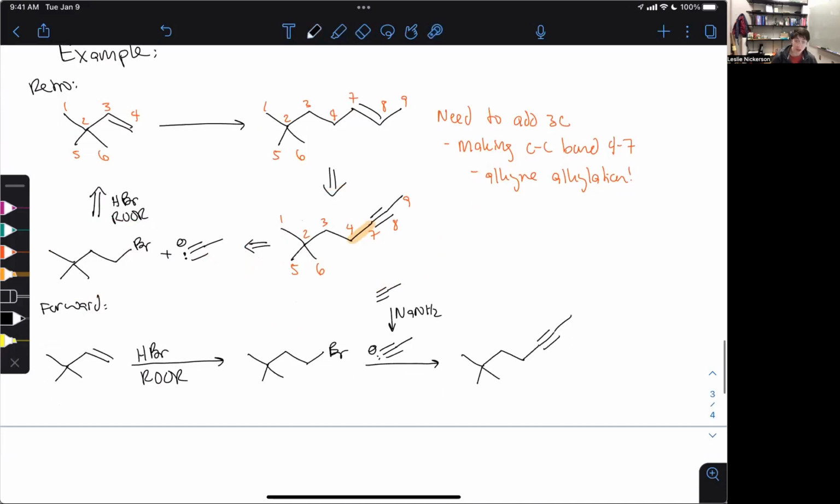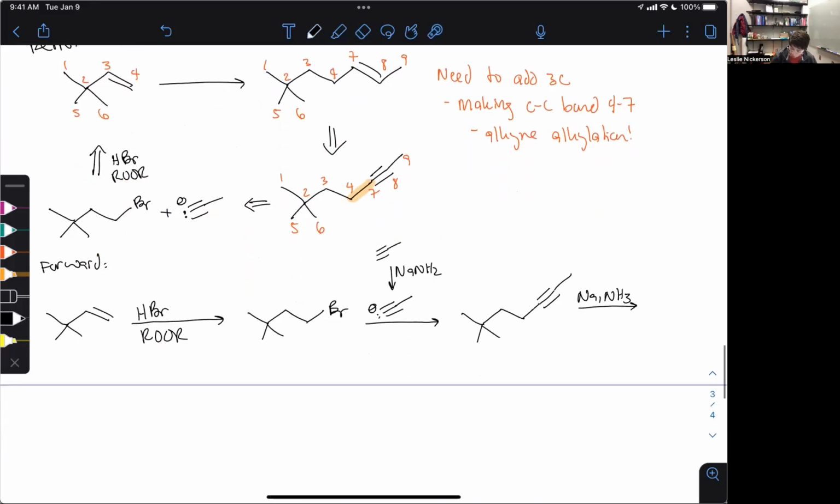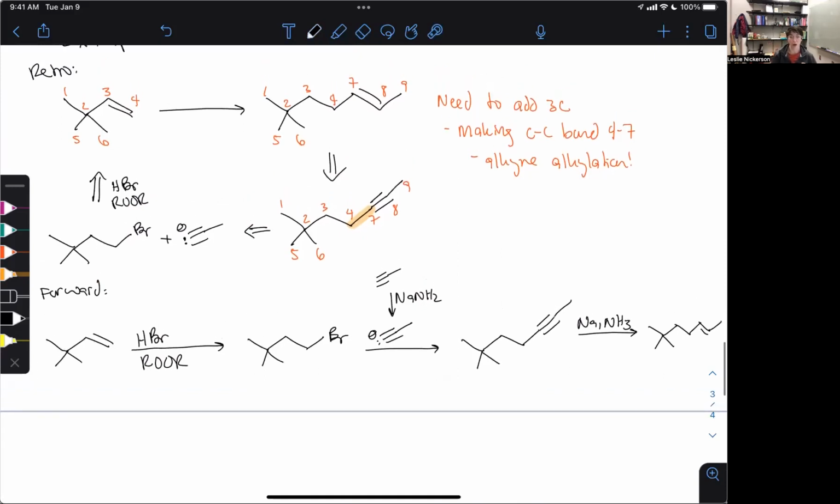And then we just need to do the hydrogenation of an alkyne to a trans alkene. And that's going to be our dissolving metal reduction with some sort of metal and ammonia. To get to our final trans alkene product.